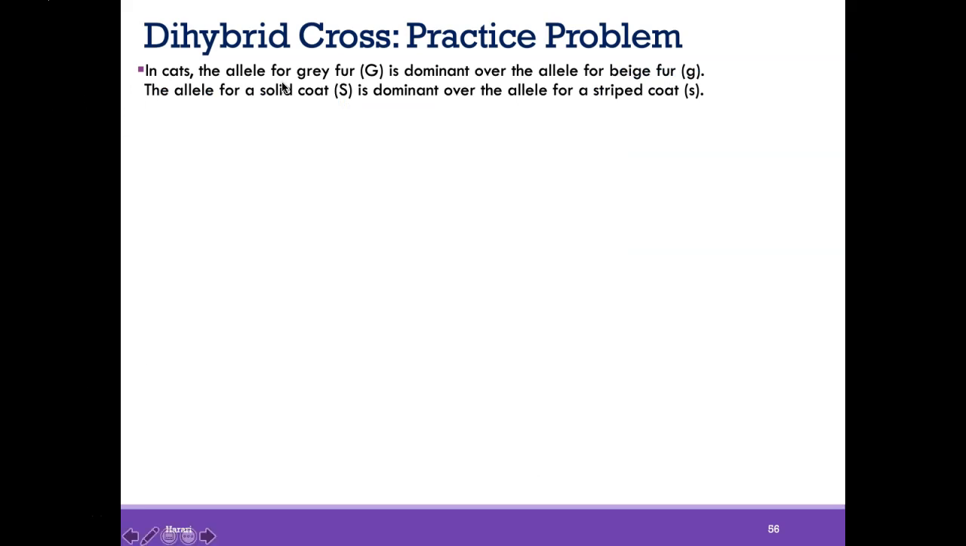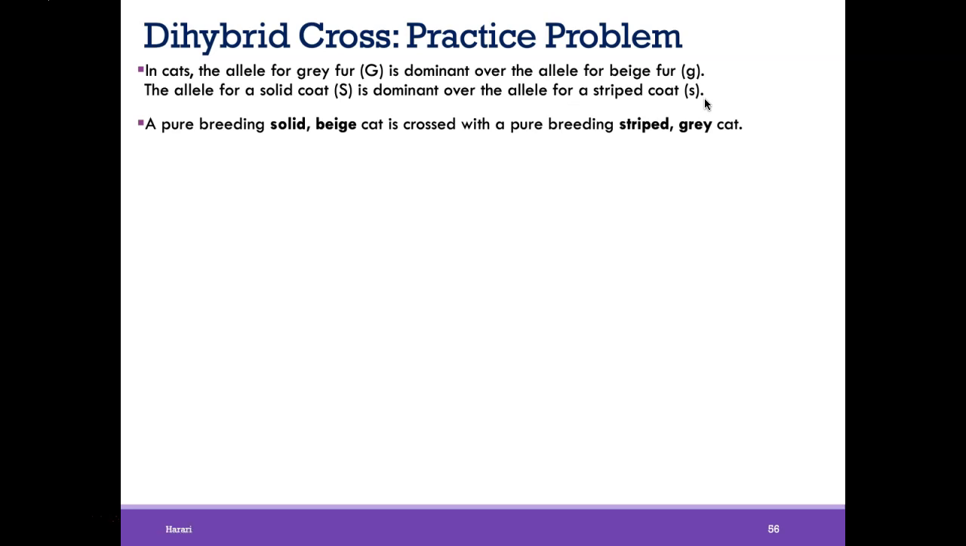In cats, the allele for gray fur, big G, is dominant over the allele for beige fur, little g. The allele for solid coat, big S, is dominant over the allele for a striped coat, little s. If you have a pure breeding solid and beige cat and you cross it with a pure breeding striped and gray cat, that's our question. First, what are the parental genotypes? So pause here and tell me what the parental genotypes are.